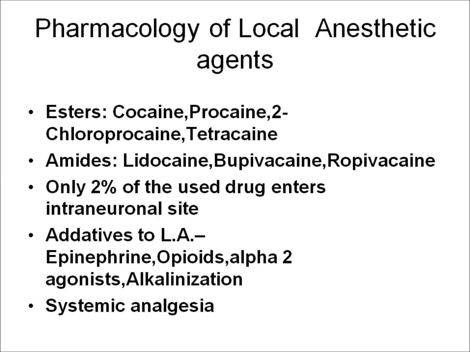There are two broad groups of local anesthetic agents. The first is the ester group, and the examples are listed below. The second is the amide group. Drugs in the amide group are much more commonly used than drugs in the ester group. However, if you do have somebody who is allergic to one class of local anesthetics, the other class can certainly be tried. We know that only a small percentage of the local anesthetic actually enters the intraneuronal site.